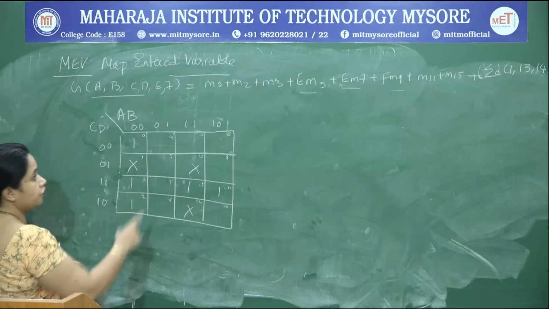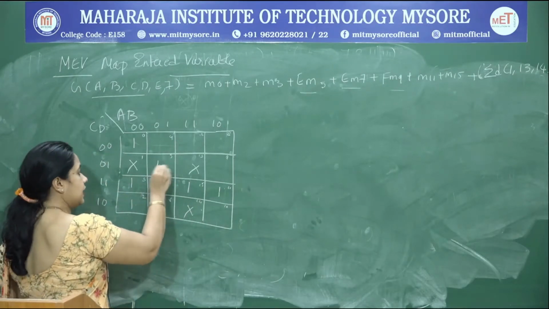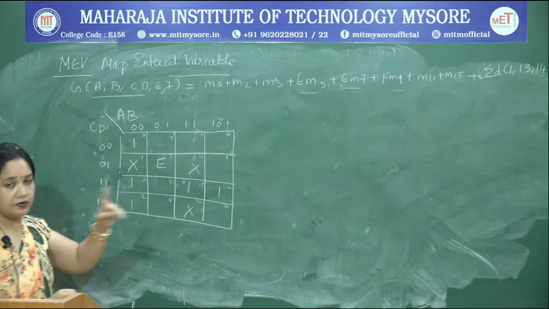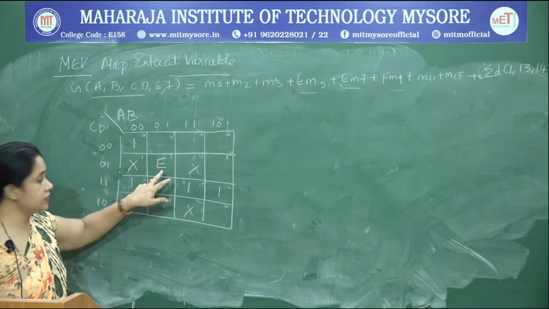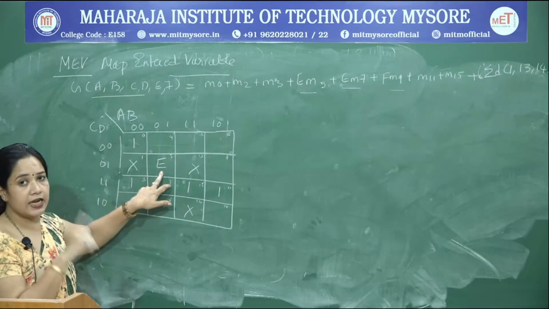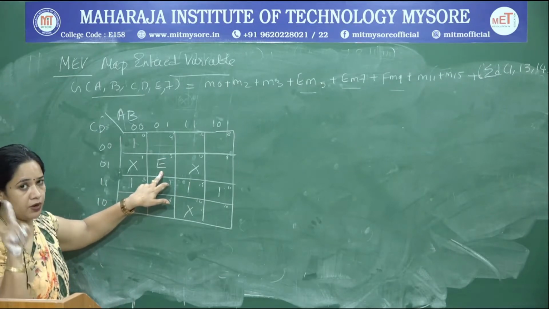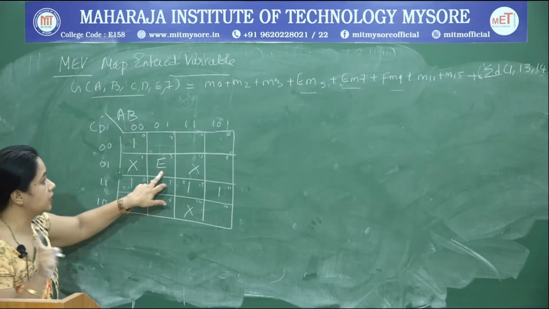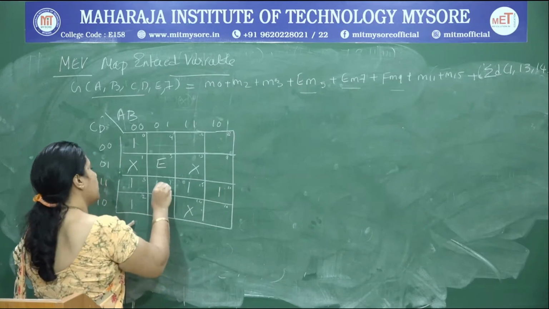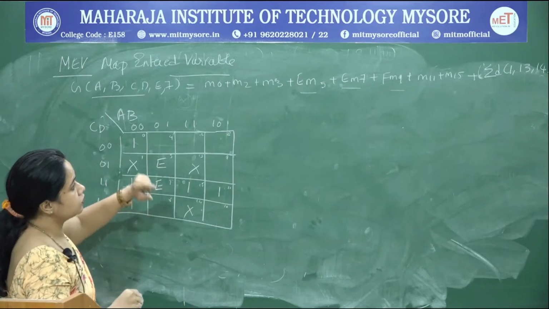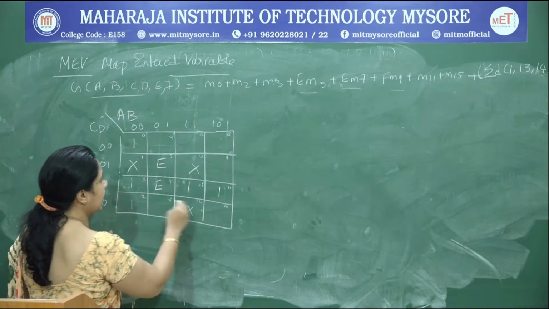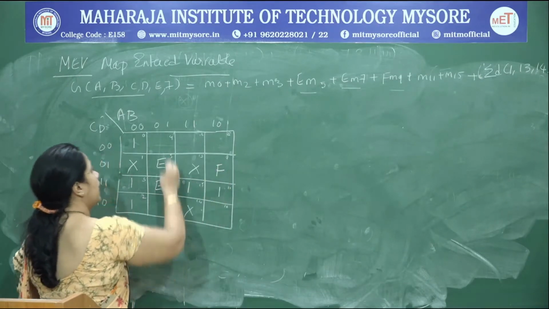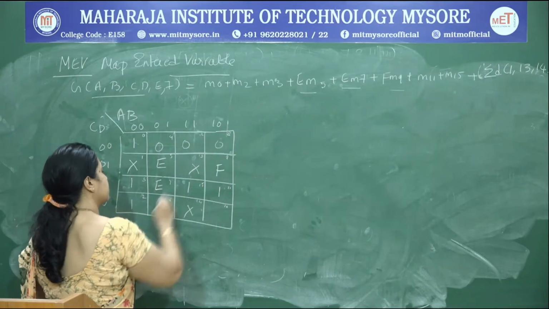Coming to 5, it is E, indicating M5 is 1 when E is 1. So it is dependent on E. If E is 1, it is going to be 1. If E is 0, it is going to be a 0. Likewise, 7 is also E. When it comes to 9, I mark it as F, and the rest of them are 0.